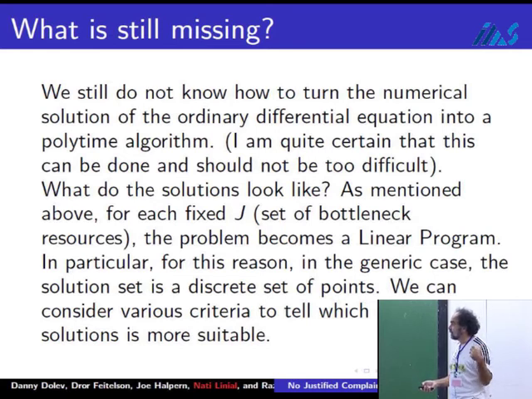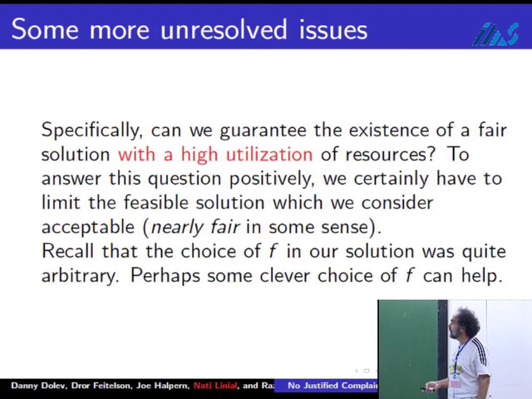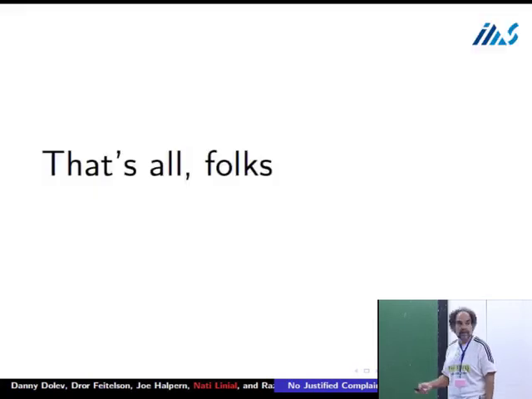One more thing about this not being a linear program. Generically, when you fix the set J, the solution set is a discrete set of points. You fix a set J, then generically the solution is going to be a single point. And it might be interesting to see whether we can select among them according to other criteria. In particular, can we guarantee a high utilization of the resources, while keeping things fair? We still don't know about that, and this is where I stop.